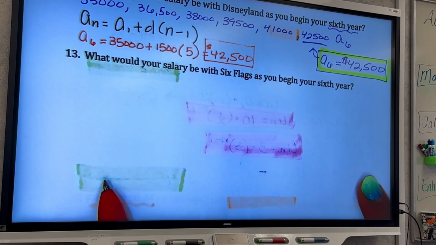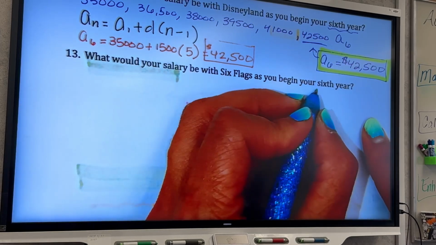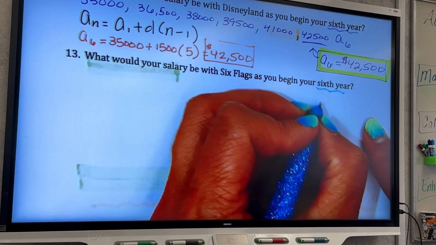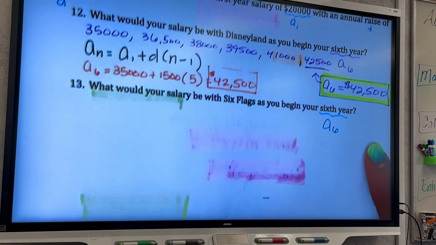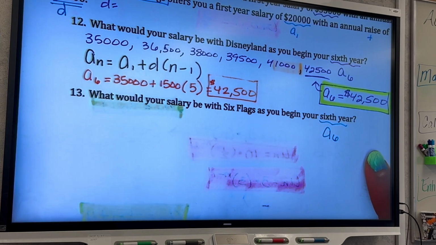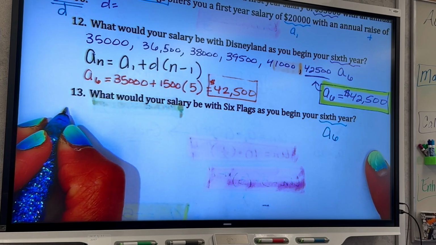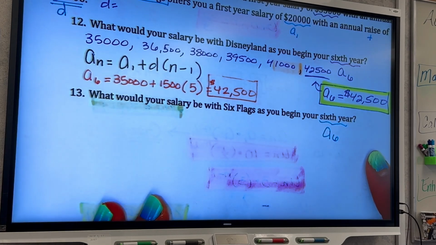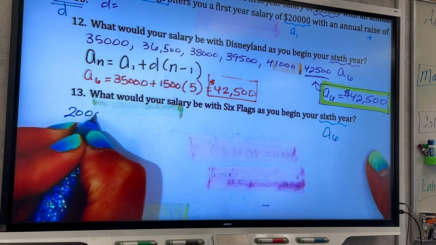All right, number 13, this one's about Six Flags. So Six Flags was in blue. It says, what would your salary be with Six Flags at the beginning of your 6th year? So same thing. We're finding the 6th term. So what is the first term for the Six Flags sequence? What is our first year salary for Six Flags? 20,000, right? So there's our first term.